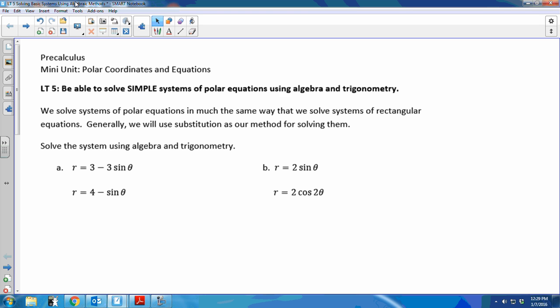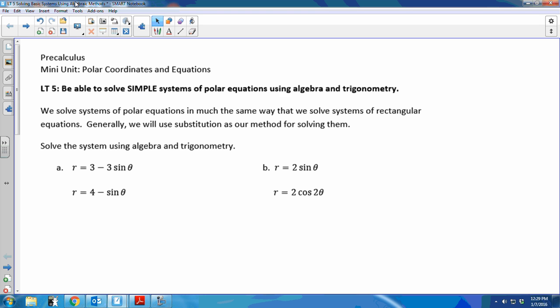All right? Every single one I'm giving you says r equals something and r equals something. So they're both equal to r, then you can set them equal to each other. Okay? So all of them should be set up to start the same way. All right? I'm not trying to trick you. Then we're going to be solving.